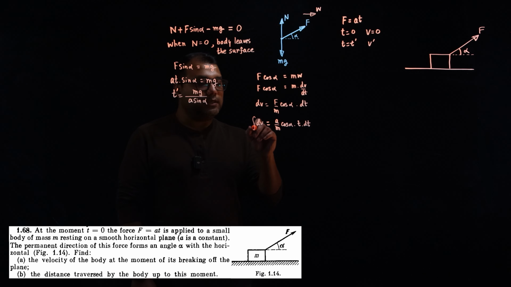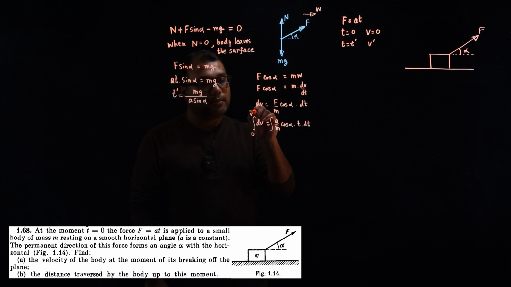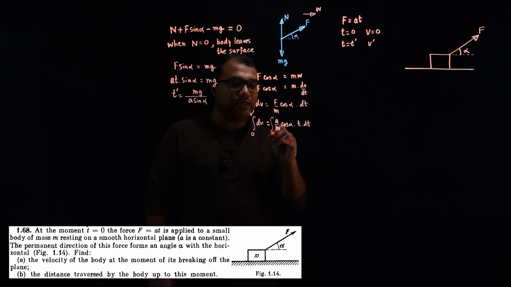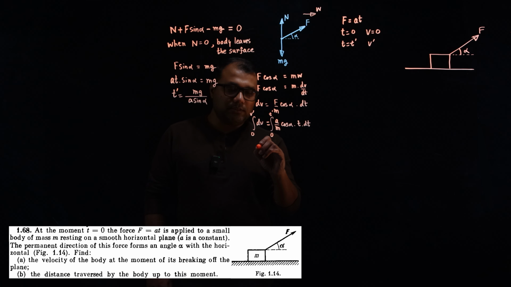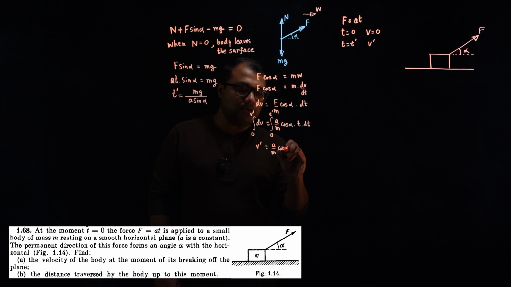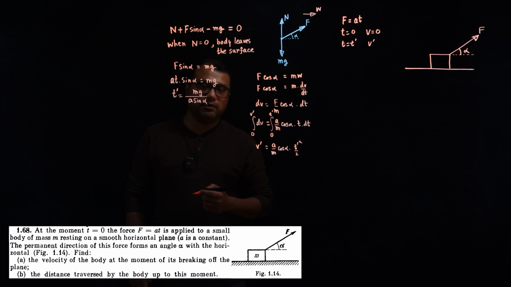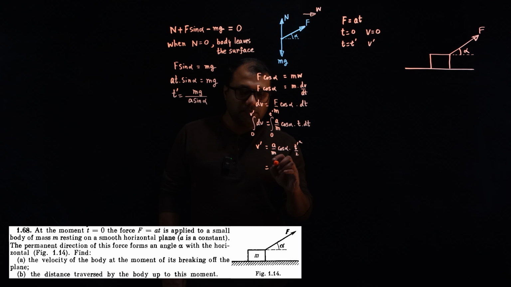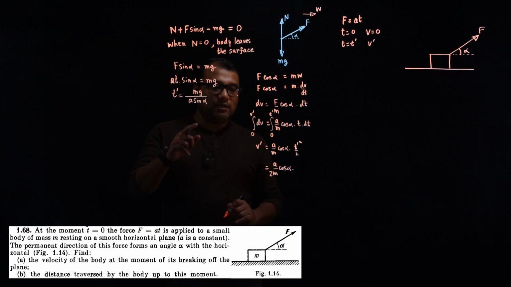Now let us integrate both sides. So velocity is from 0 to v dashed and time is from 0 to t dashed, and the t dashed value we have here. So v dashed is equal to A by m cos alpha, which is a constant, and this becomes t square by 2. So we can write t dashed square by 2 minus 0. So it's t dashed square by 2, which is equal to A by 2m cos alpha times t dashed square.